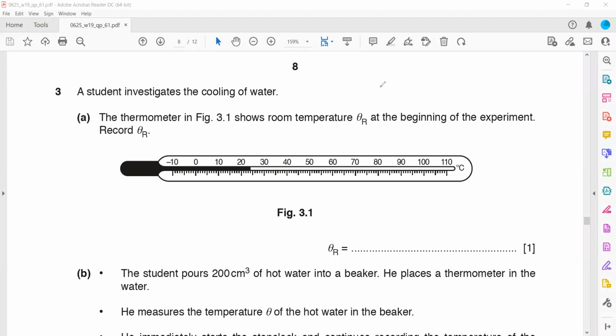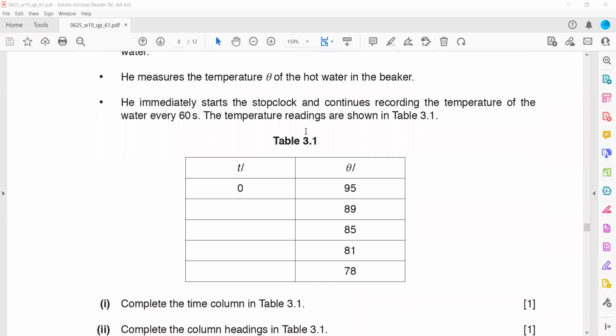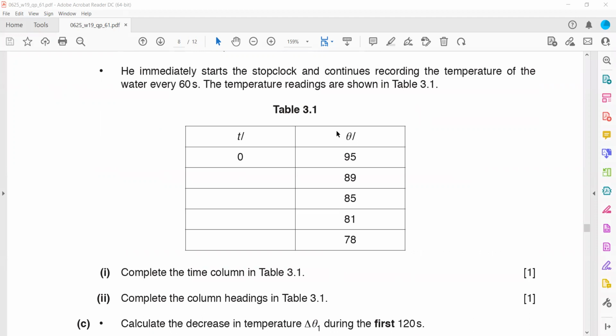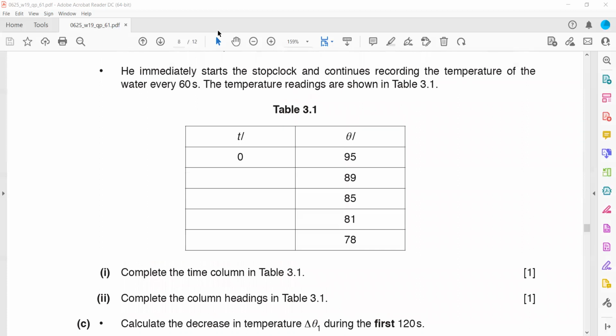Then the student pours 200 cm cubed of hot water into a beaker. He then places a thermometer and measures the temperature theta of the hot water in the beaker. He immediately starts the stopwatch and measures every 60-second interval. So you can use screen annotation to complete the column for time.